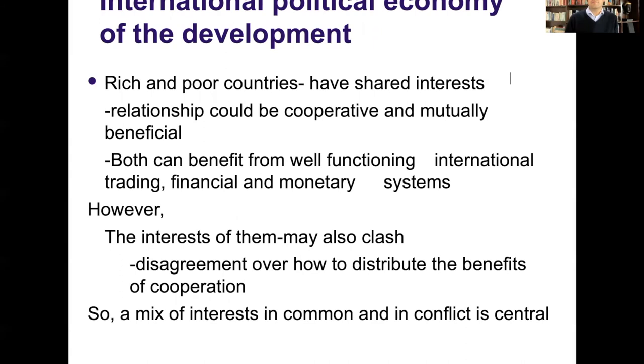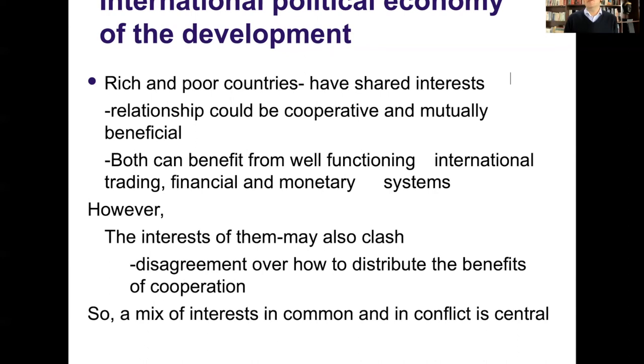If we look at the international dimension of political economy, we can see two different streams of argument. On the one hand, rich and poor countries have shared interests, and especially in a globalized world, a relationship can be cooperative and mutually beneficial for the poor countries as well as the rich countries. In terms of the division of labor, developing can be beneficial for the developing countries, but also for the developed world in order to save resources and labor. So there is this interconnectedness between developing and developed countries.